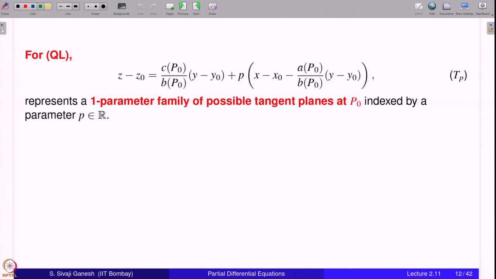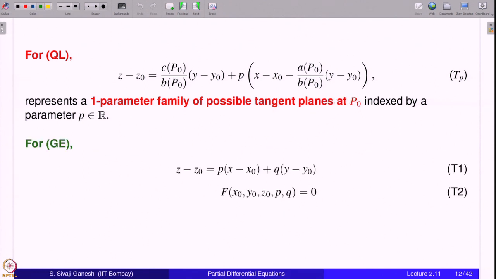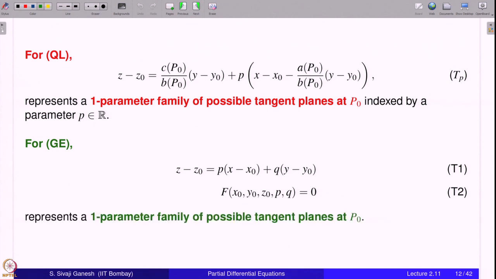So, this TP represents a one parameter family of possible tangent planes indexed by a parameter. For general equations, we have to have both the equations. Okay, if you are able to eliminate P or Q from here, that is, express Q as a function of P, go back and substitute here, then once again you have only one equation like this. In the case of quasi-linear, it was very easy to express Q in terms of P, but in case of general nonlinear equations, it is not clear. So, this is still a one parameter family of possible tangent planes at the point P naught.